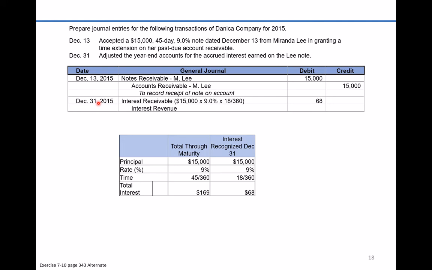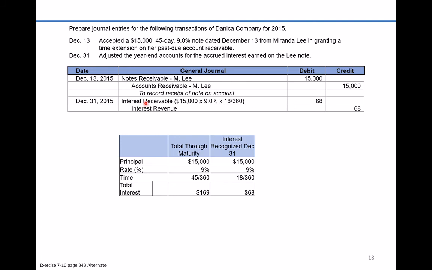The interest revenue is calculated like this. We take the amount of the note, which was $15,000. We multiply $15,000 times the interest rate on the note, 9%, and we multiply that times the number of days out of a 360-day calendar year that the money was owed. In this case, that's the difference between when the note was issued to the end of the month, or 18 calendar days. So 15,000 times 9% times 18 over 360 gives us interest that is due of $68. So therefore we have interest revenue of $68.